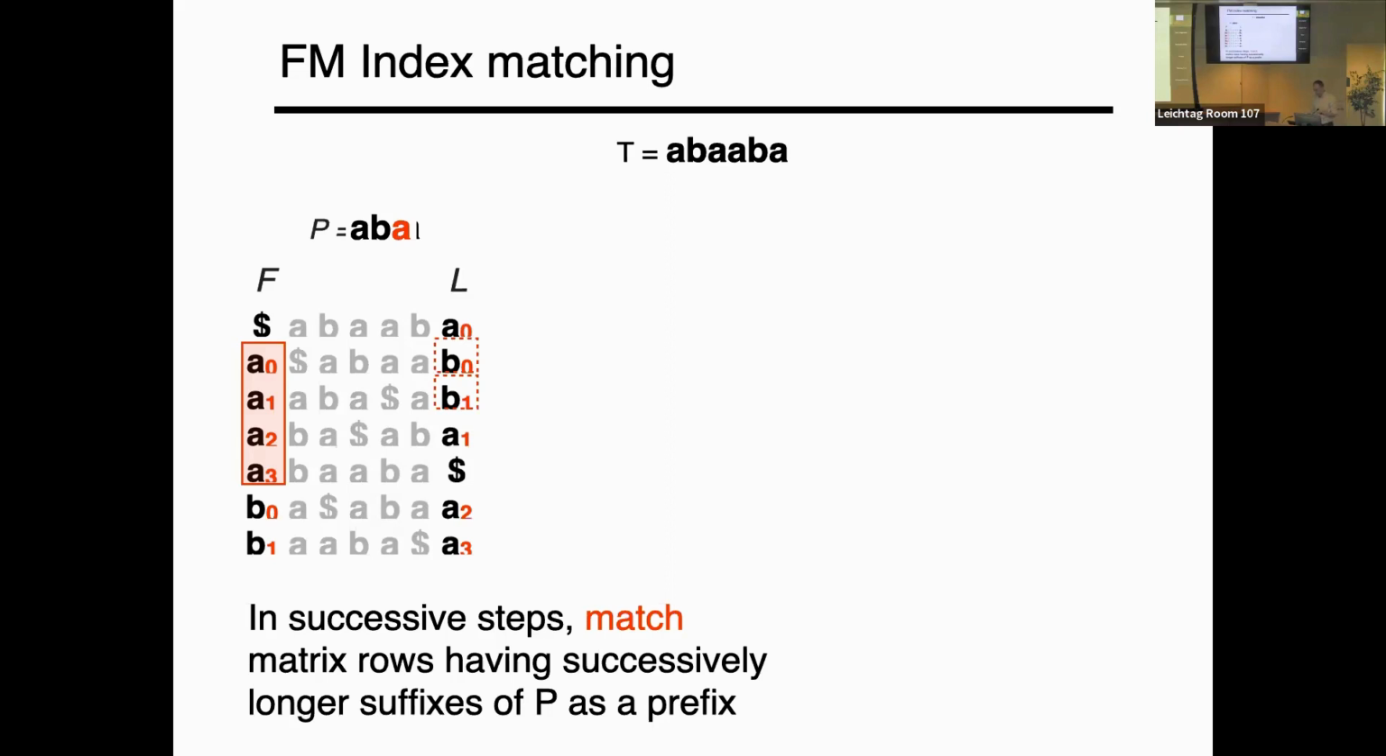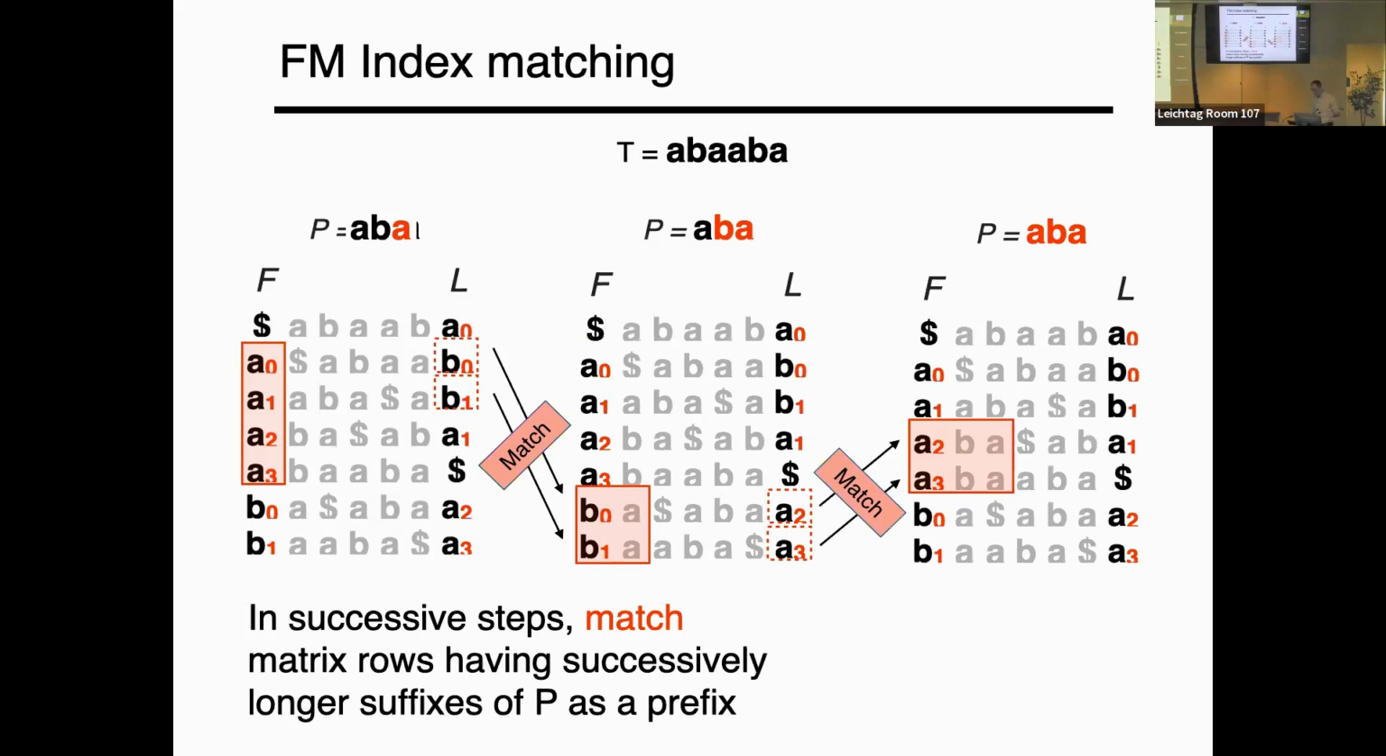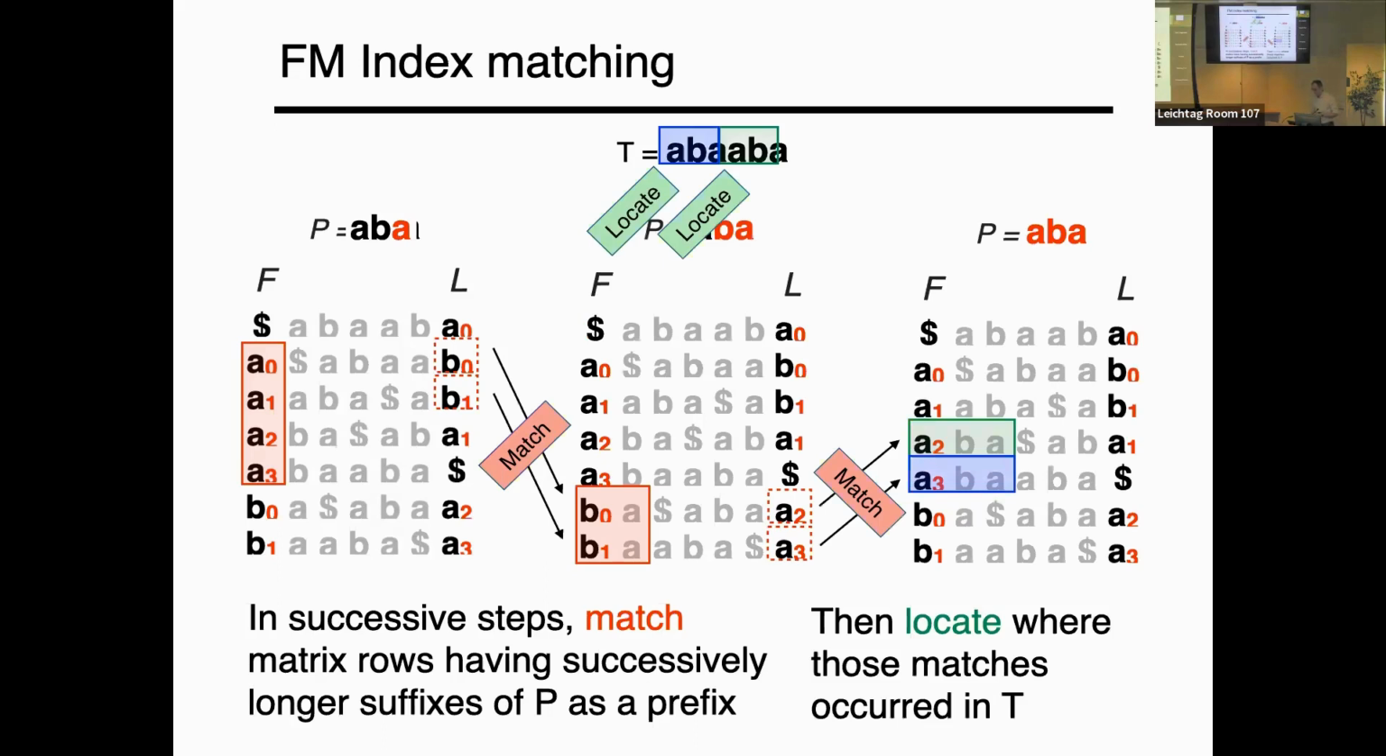So here's the pattern of length 1. Then in the next step, we find the rows that begin with the suffix of length 2, which is BA. So there are those two rows at the bottom that begin with BA. And in the final step, we find the rows that begin with the full pattern ABA. And then usually we do one more thing, which is we try to figure out, well, where were those? In other words, what were the locations of those two ABAs with respect to the original sequence?